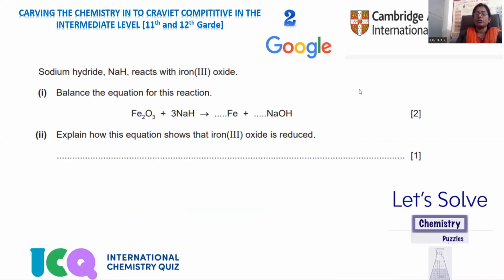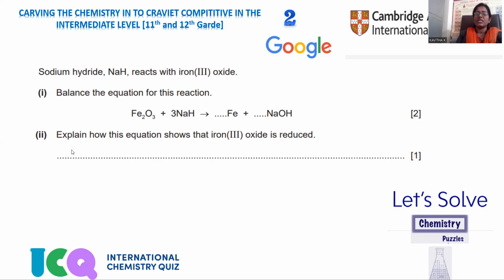Question number 2 is given from Cambridge Assessment International Education. Here sodium hydride is reacted with iron oxide. Iron oxide is Fe2O3, ferric oxide, and sodium hydride is treated with it. What are they asking for? Balance the equation for this reaction. In order to balance this equation, we need to determine what coefficients to take in front of these products.